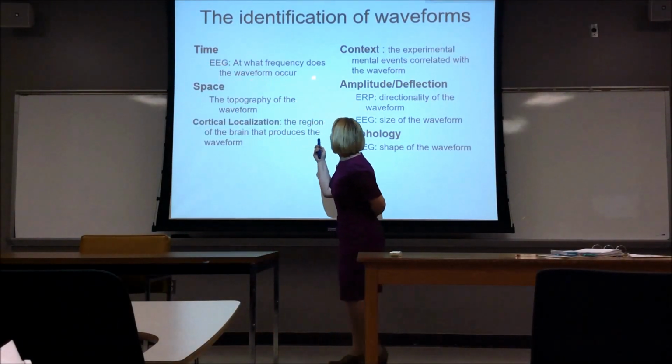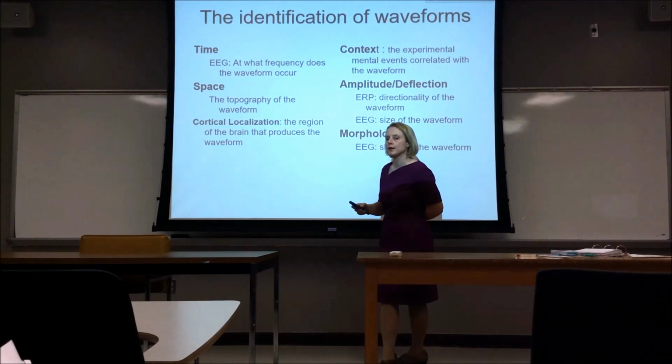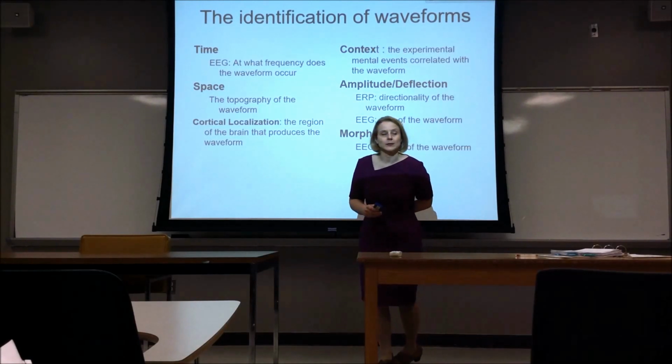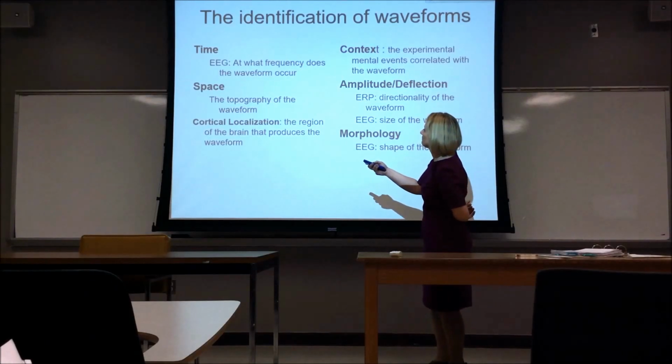Time: at what frequency does the waveform occur? Alpha, 8 to 10, well, 8 to 12; beta, 13 to 30; gamma, 40 hertz; delta, 2 to 4 hertz; theta, 4 to 8 hertz. And then you can break it down to subbands. We're not going to do that.